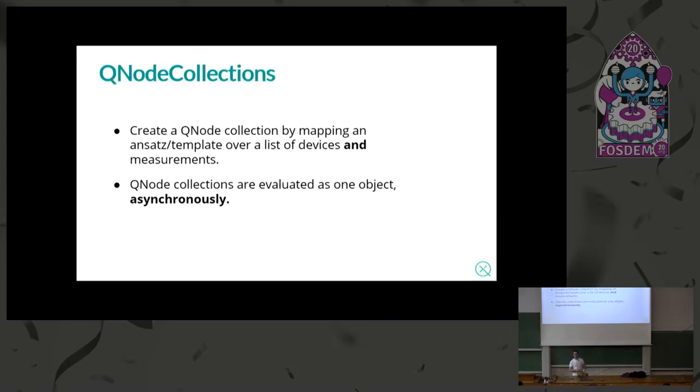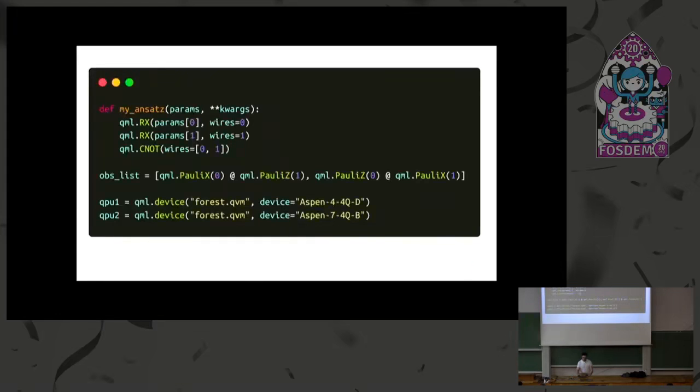Not only can you map an ansatz or a quantum template over measurements, but you can also map it over devices. So I have a small example of what this looks like here. Here I have a quantum circuit ansatz. It just does 2 x-axis rotations, both of these parameterized, and then it does a CNOT, which is a quantum entangling gate. Then I have a list of observables I want to measure. These are just 2-qubit tensor observables. I want to measure Pauli X cross Pauli Z, and I also want to measure Pauli Z cross Pauli X.